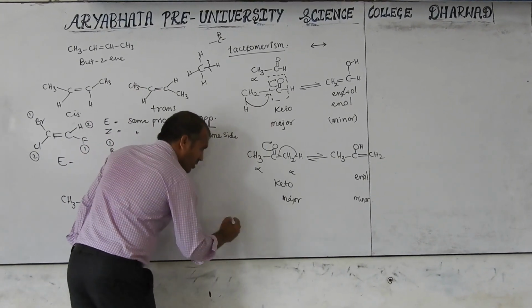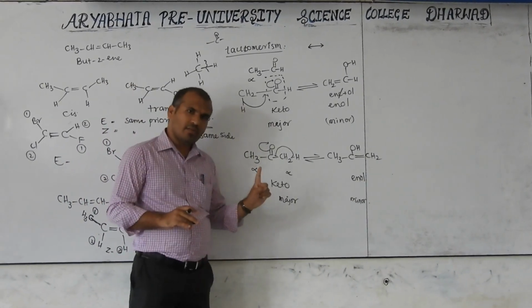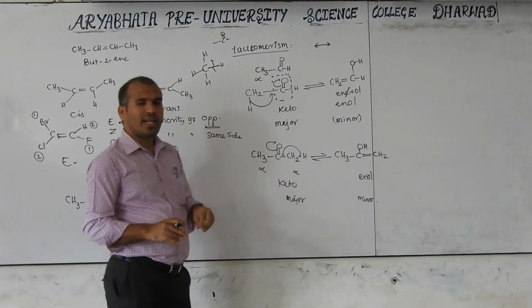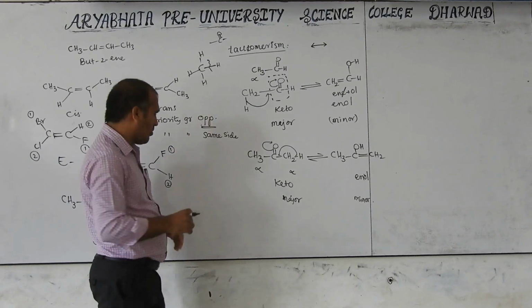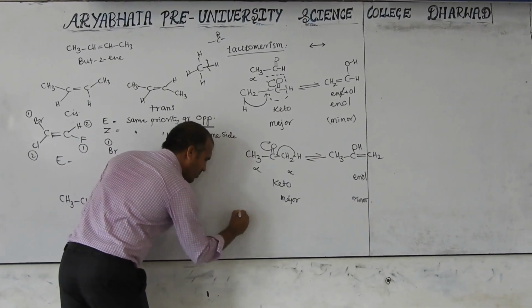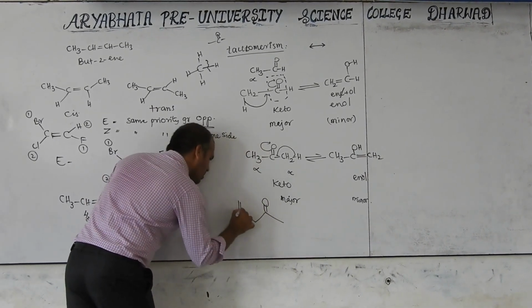Now, keep in mind, keto form is major when one keto group or one aldehyde group is present. But sometimes enol form is a major when it is a diketone. I will explain one example here. This is a keto form. This is also keto.